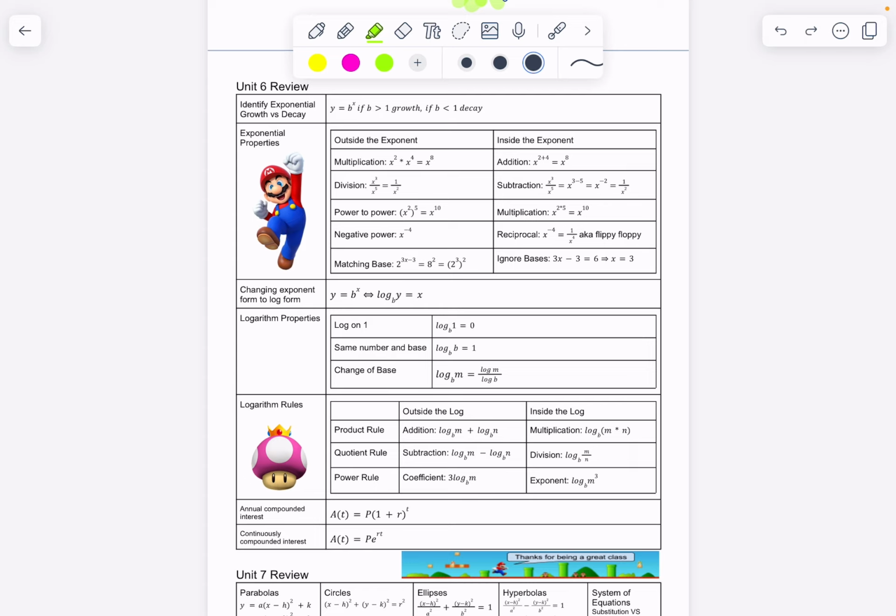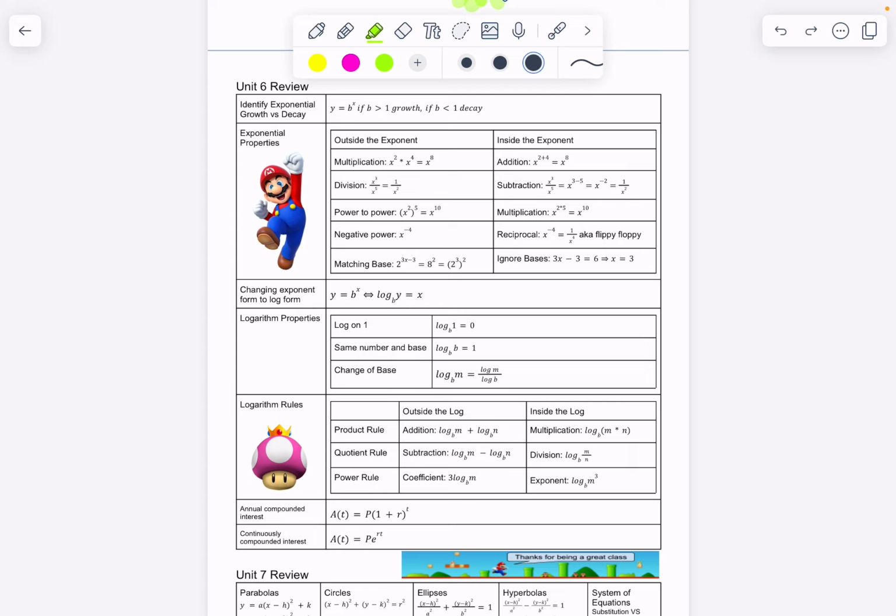It is very much straightforward as needing to know how to identify exponential growth versus exponential decay. If the base is greater than 1, awesome, you're going to go to the moon. If the base is less than 1, then you're going to get a decay. Exponential properties, go Mario. It's the whole big world, little world, outside the exponent and inside the exponent. Changing exponent form to log form and vice versa. Y equals base x power can also be converted into log base b of y equals x.